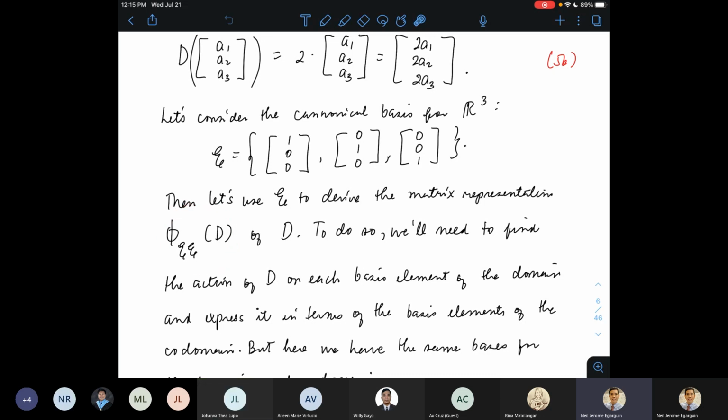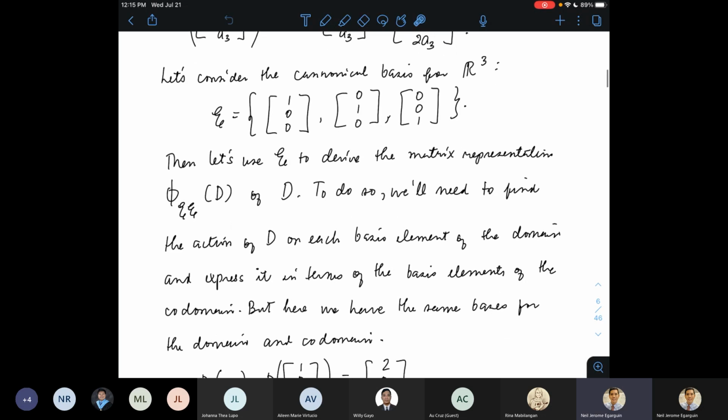That means the matrix representation of D with respect to the basis E for V and E for W as well. Okay? Now, in order to do that, and this is what I'm trying to explain earlier, how do we find that? I need to know how the map D acts on the basis elements of the domain. All right? Our domain is R3. We chose the canonical basis for R3.